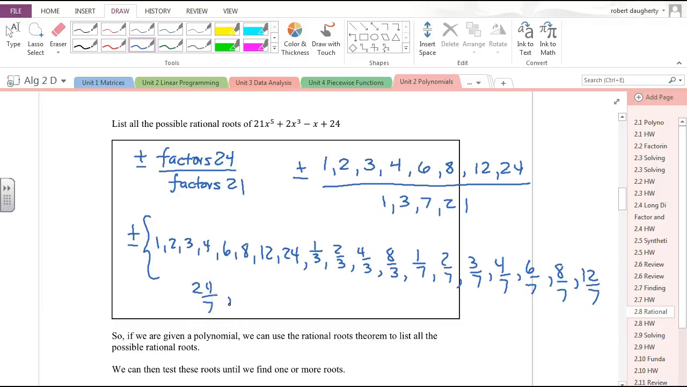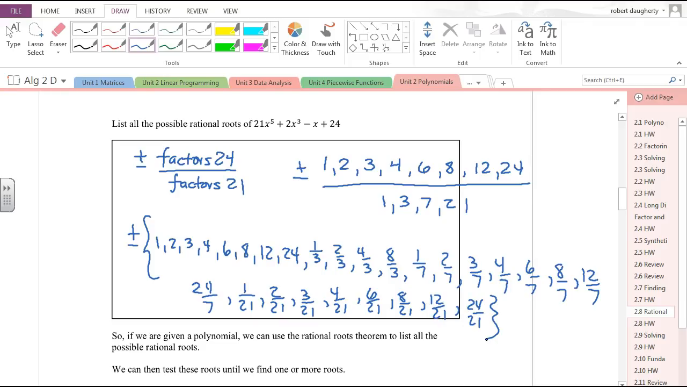24/7. Now I divide every number by 21, and I get 1/21, 2/21, 3/21, 4/21, 6/21, 8/21, 12/21, and 24/21. Those are all the possible rational roots for this polynomial.